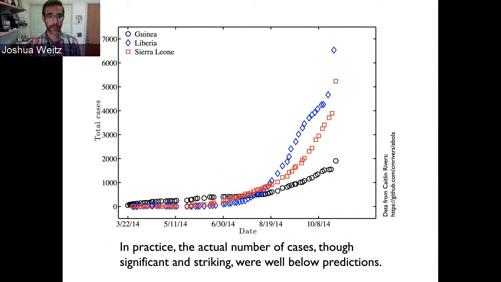This is data from Caitlin Rivers looking at 3 countries that really suffered the most in terms of this epidemic. There was a lot of stochasticity at the outset. People were using these exponential SIR-like models to make projections. Obviously, these projections were meant to bring in mitigation, and they ended up being far below the total case, far below some of these early predictions.